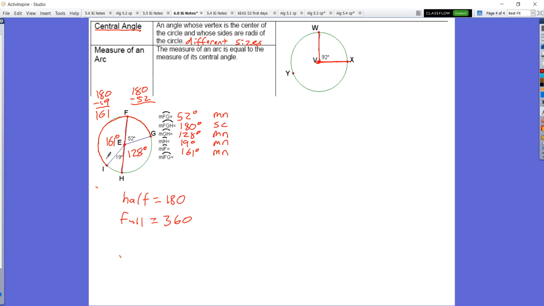That's going to be this part here, 161, added with 52. So if we take 161 and add 52 to that, that gets me 213 for this one. So our last one comes out to 213 degrees, and we would call that a major arc, because we have 3 letters named for it, and it's greater than 180.